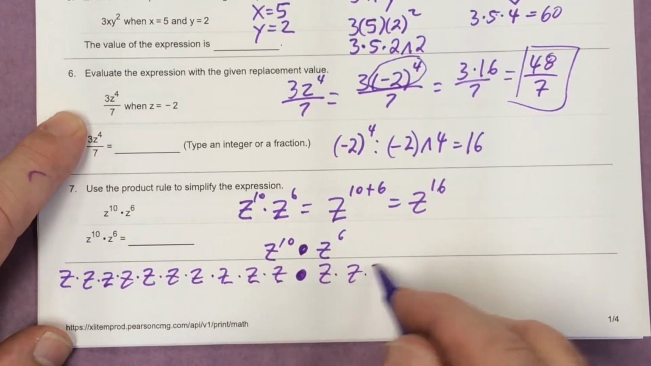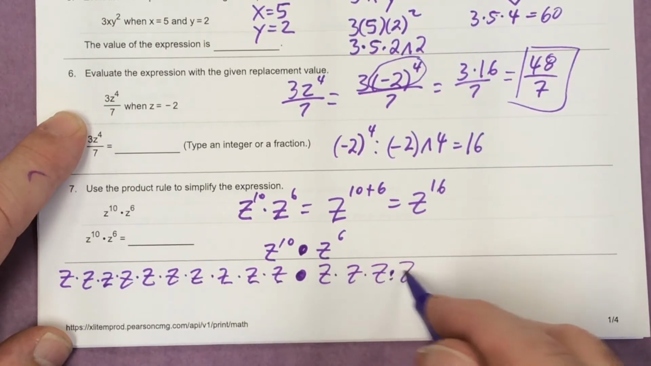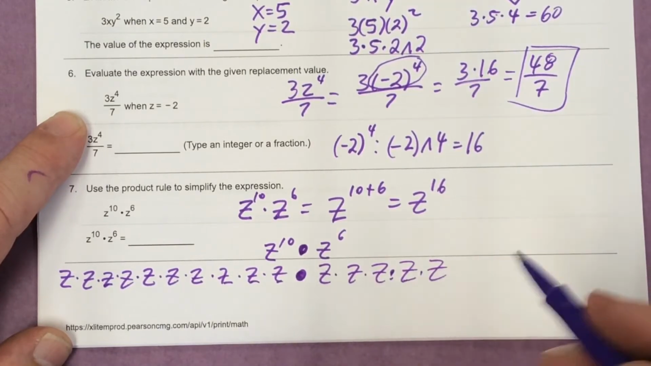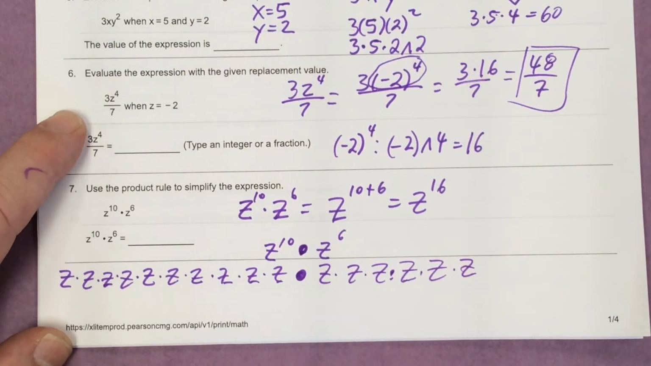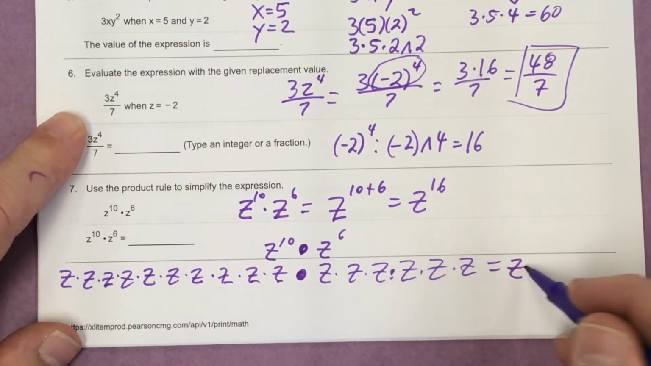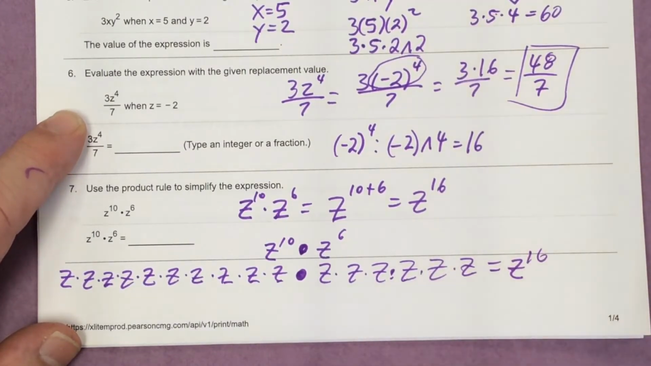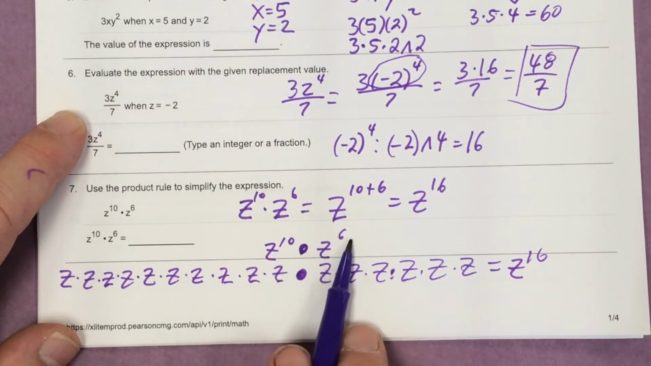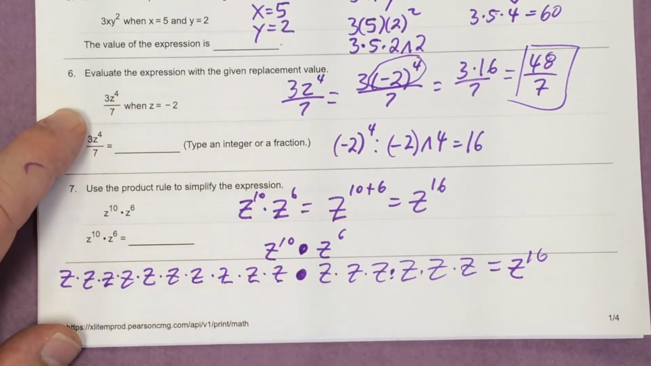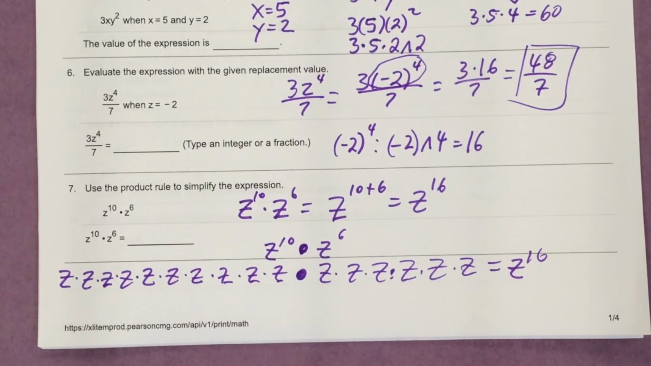Z times z times z times z times z times z. I would write z to the 6th as z 6 times. If I have to count these up, 1, 2, 3, 4, 5, 6, 7, 8, 9, 10, 11, 12, 13, 14, 15, 16, well, that's a pain. So if you can remember that you can just add the exponents together and get z to the 16th, that is going to make your life just a little easier.